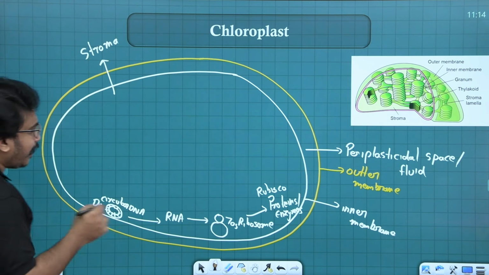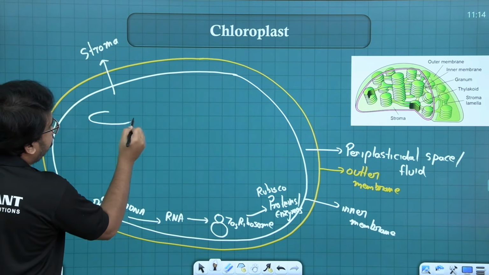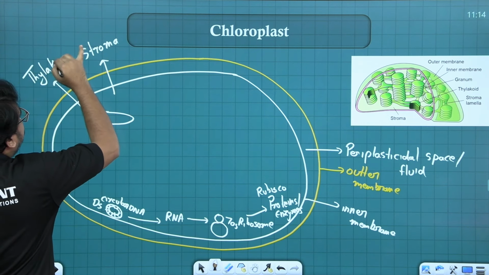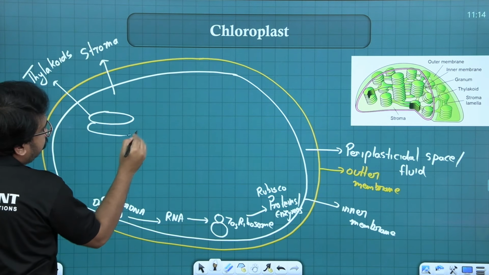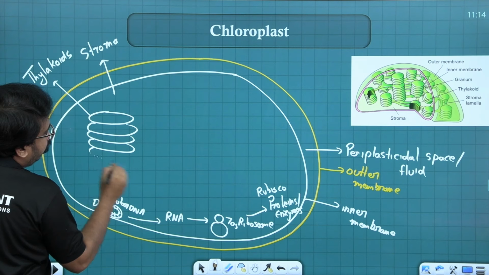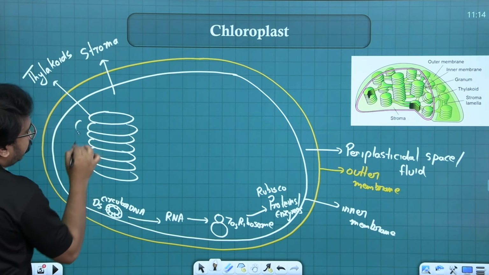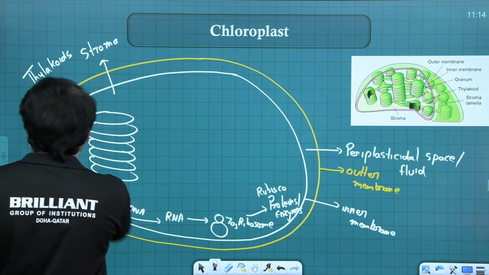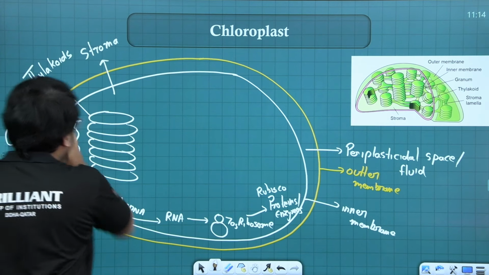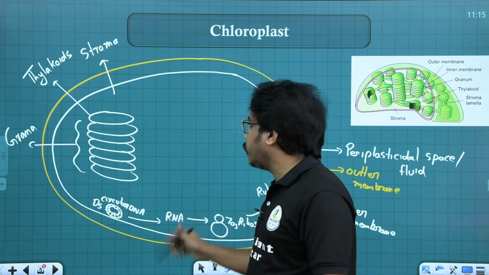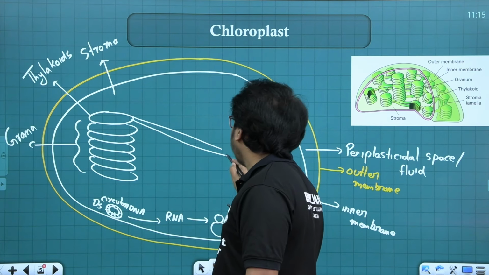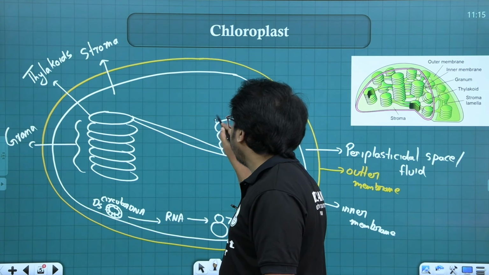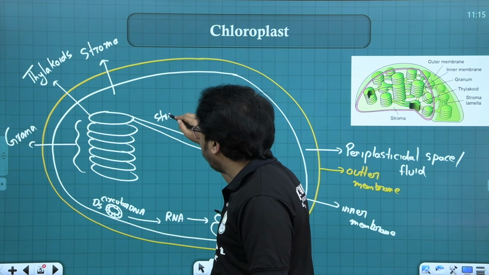Now, they have some coin-like structures here. These coin-like structures in the stroma are called thylakoids. There is a stack of thylakoids, and that stack is called grana. Around 2 to 100 thylakoids together form a granum. So remember, 2 to 100 thylakoids together is called grana. And these grana are interconnected by another structure. The structure which connects the grana is called stroma lamella.